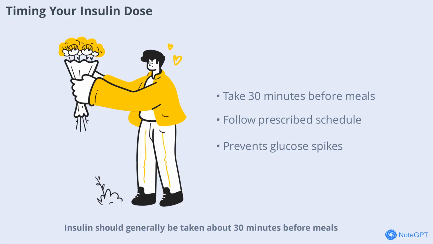Insulin should generally be taken about 30 minutes before meals, unless otherwise directed by your healthcare provider. This timing helps match the insulin's action with the rise in blood sugar that occurs after eating. Following your prescribed schedule is important for maintaining stable glucose levels and preventing both highs and lows.